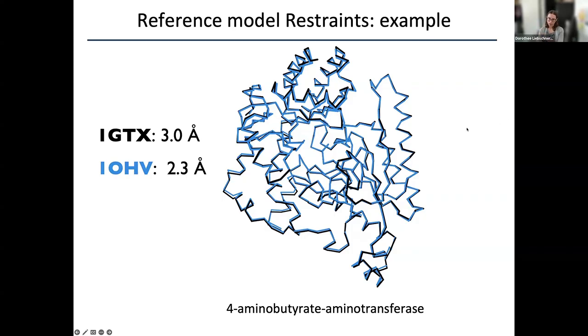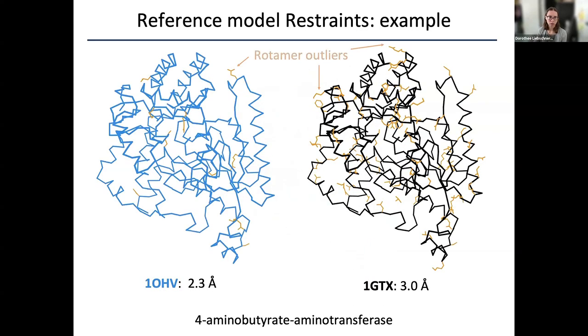There's not much difference. However, if we now look also at the side chains, now they're not superposed anymore, but next to each other. Again, on the left we have the reference, and on the right we have the working model at low resolution. And now you can see that some side chains are shown here in yellow. They are shown if they have rotamer outliers, so if the side chains have torsions that are unusual, that are not found in many protein structures.